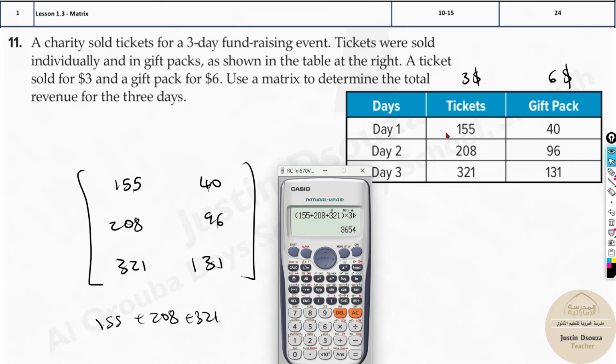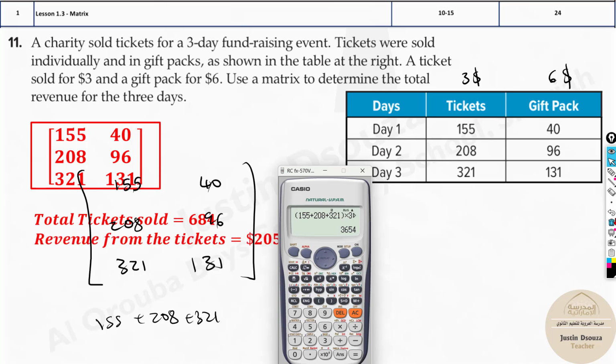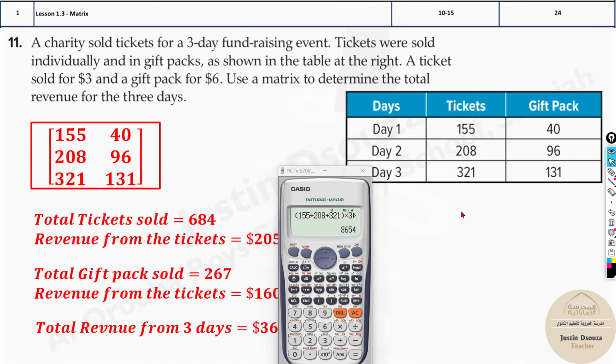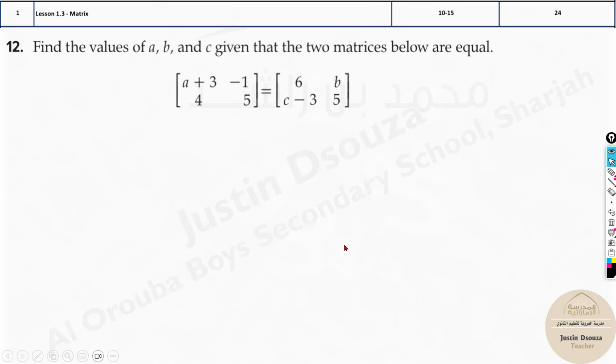Now, if you're thinking about columns, if they just ask you, say, what was the revenue generated in day 3 only, then whatever tickets sold in day 3 only, multiply with 3 and add it with 131 times 6. So the answer, you can see, your final answer will be 3654, and that's it.